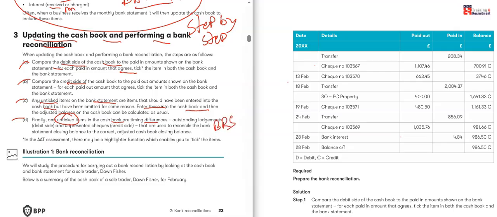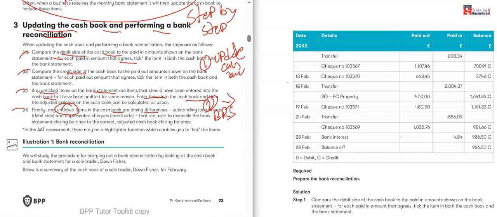Again, we have to do two things. Number one, update your cash book, and number two, do the bank reconciliation statement. I'm going to show you a step-by-step guideline through this illustration.